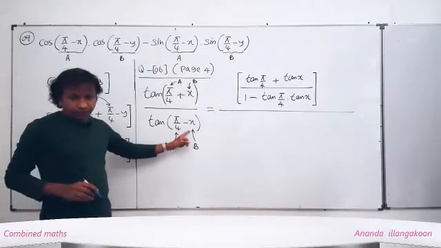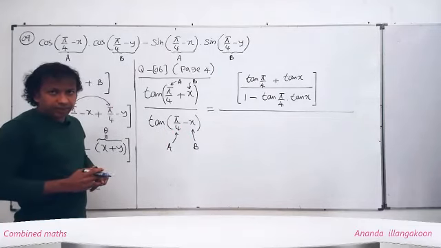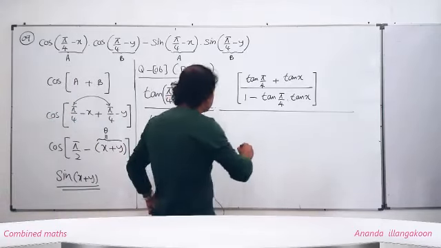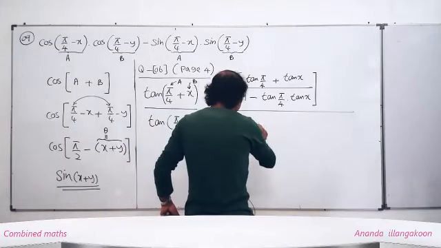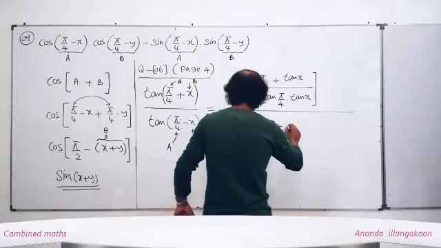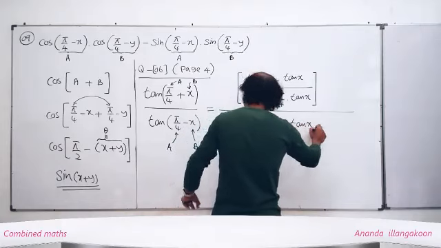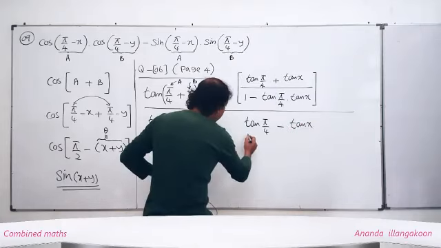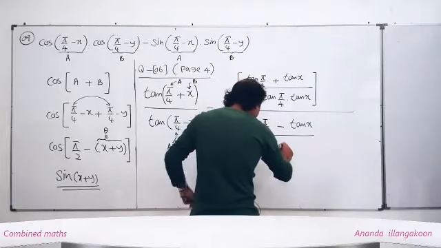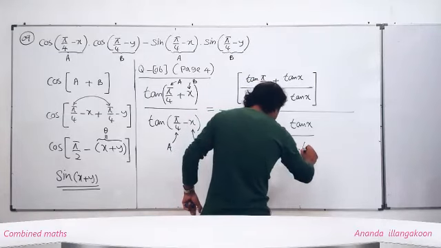tan(A minus B), right? Tan A minus tan B divided by 1 plus tan A tan B. So tan of 5 pi by 4 minus tan x, because this sign only we get to the numerator, divided by 1 plus tan 5 pi by 4 tan x.